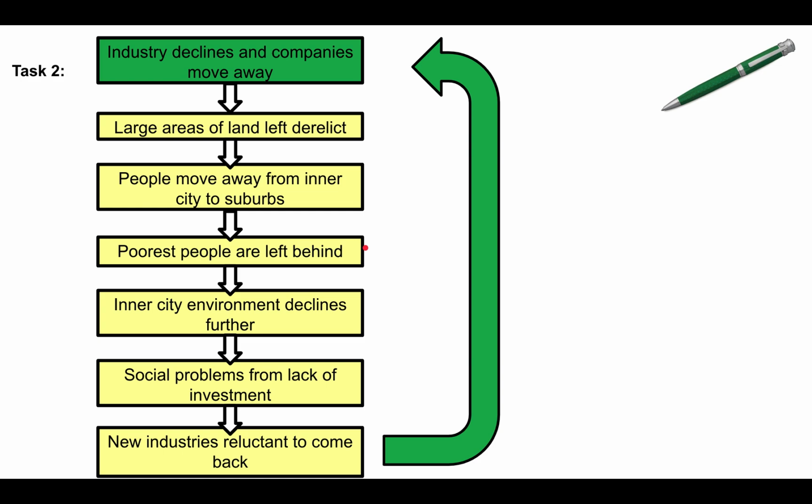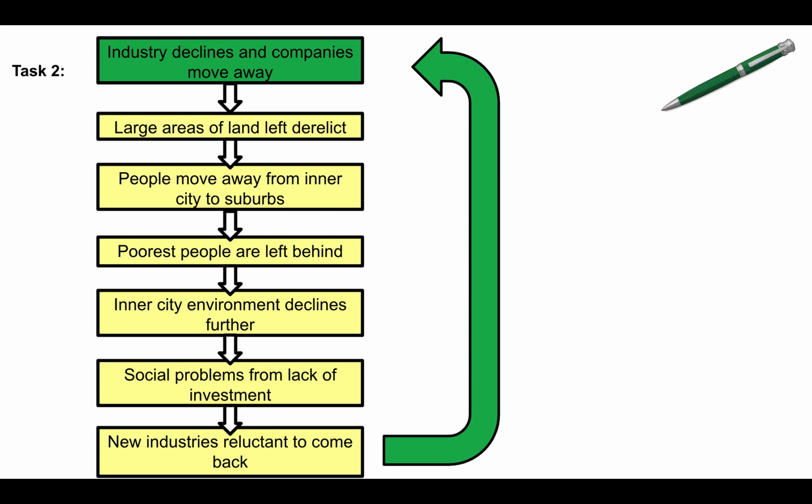If it's only the poorest people that are left behind, are they likely to be spending lots of money in local shops? No. Are they likely to be paying high amounts in taxes that are going to help rejuvenate that area? No. And so what happens is that urban environment gets even worse. The local council doesn't have enough money from taxes to regenerate and rejuvenate that area, to pump some money back into it and invest in it. And so it gets worse and worse gradually.